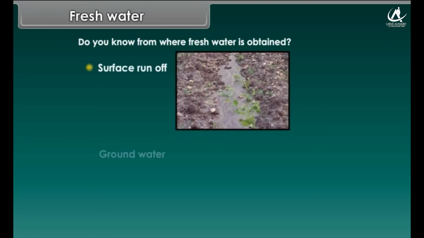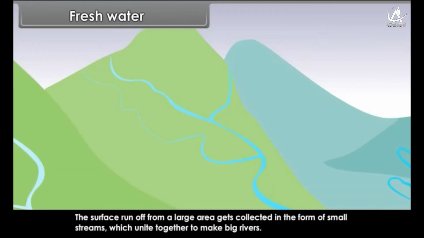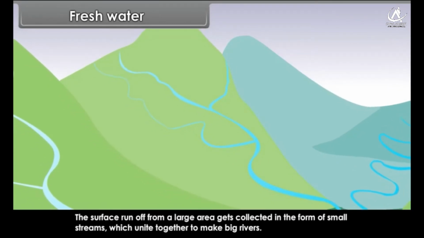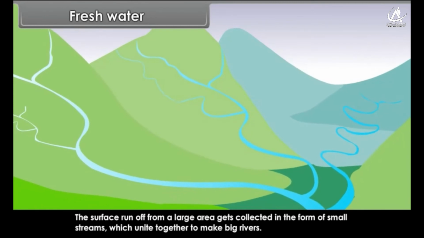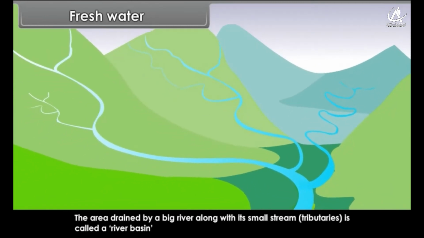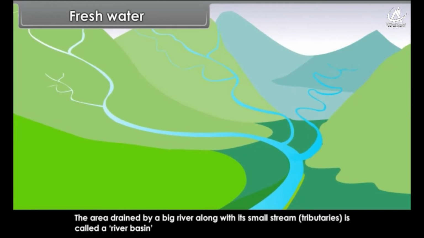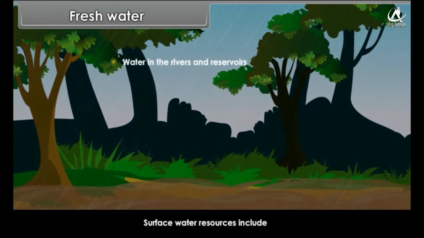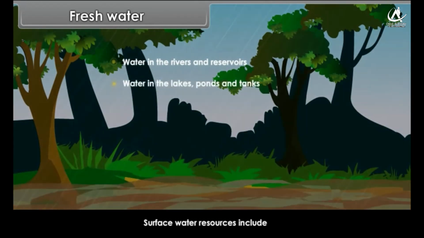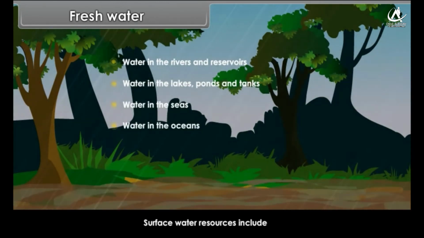Surface runoff. Groundwater. Can you say what surface water is? It is the overland flow of rainwater. The surface runoff from a large area gets collected in the form of small streams which unite together to make big rivers. The area drained by a big river along with its small streams, tributaries, is called a river basin. Surface water resources include water in the rivers and the reservoirs, water in the lakes, ponds and tanks, water in the seas, and water in the oceans.